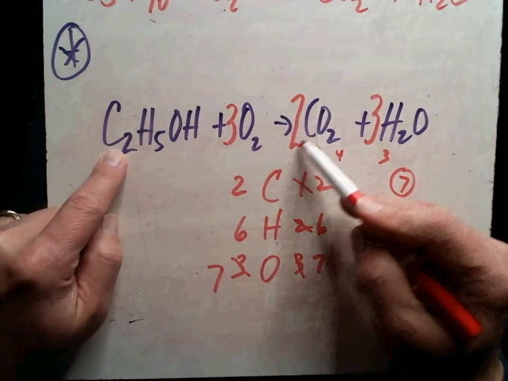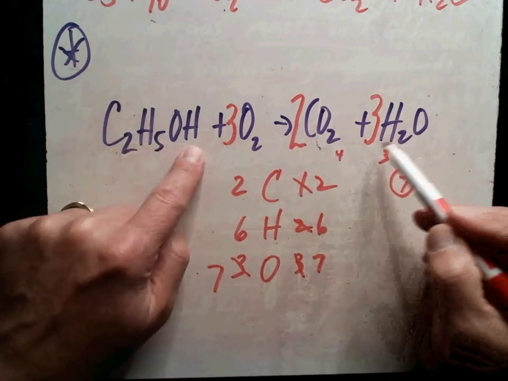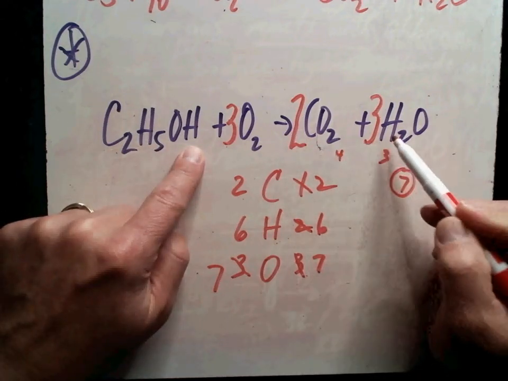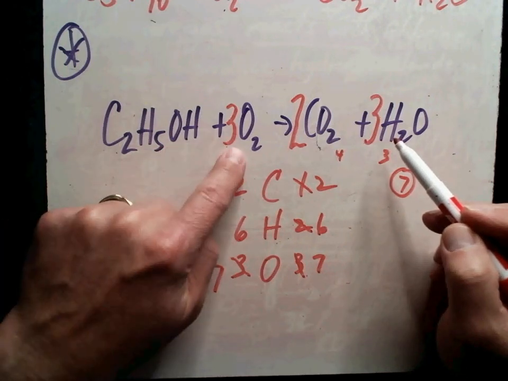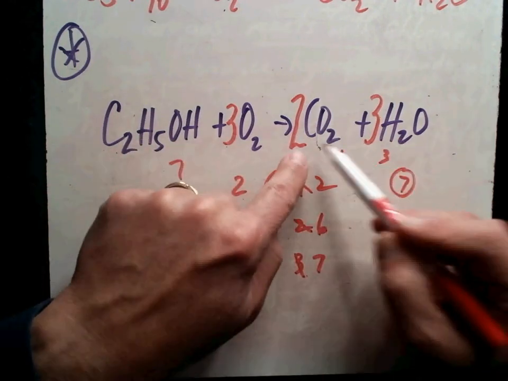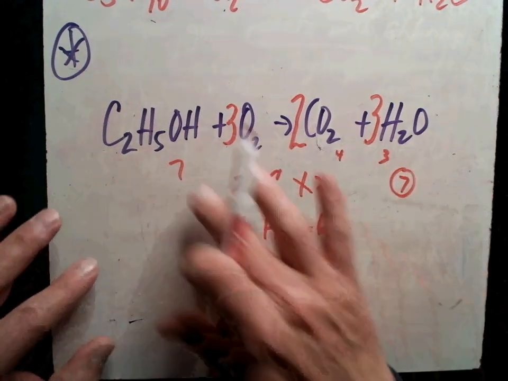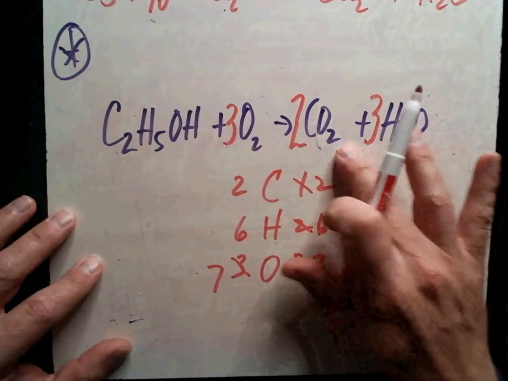2 carbons, 2 carbons, got it. 5, 6 hydrogens, 6 hydrogens. Now, count carefully. 1 and 6 oxygens is 7 on that side. 4 and 3 is 7. I didn't have to put a 2 out front.